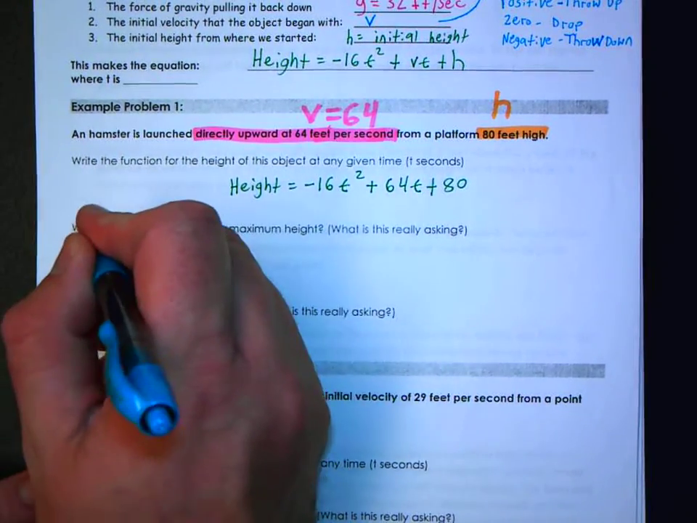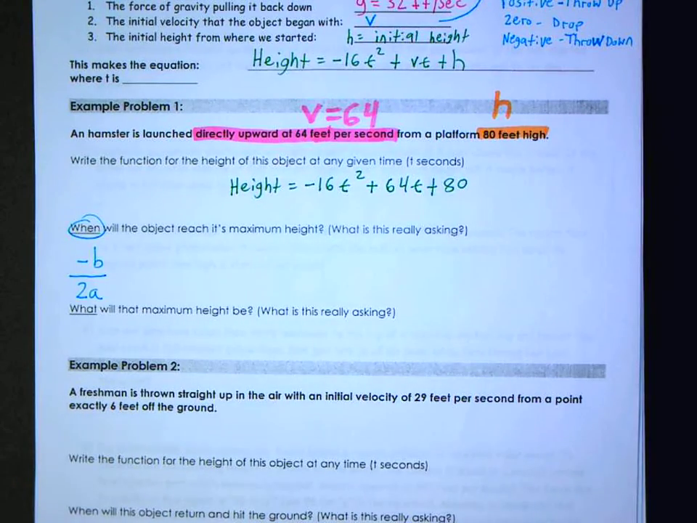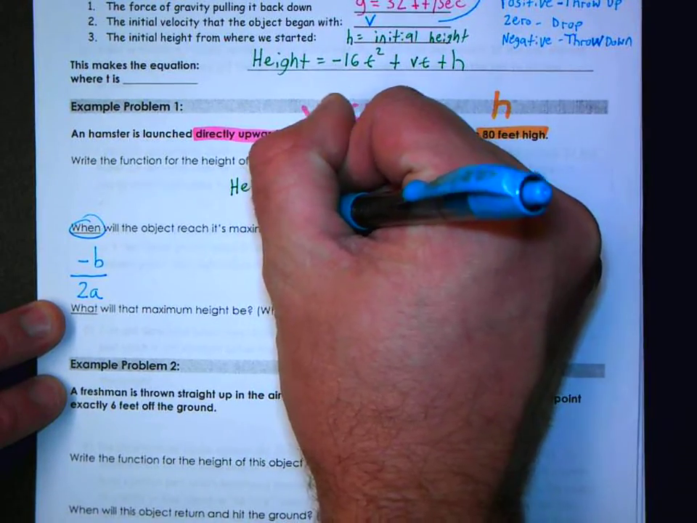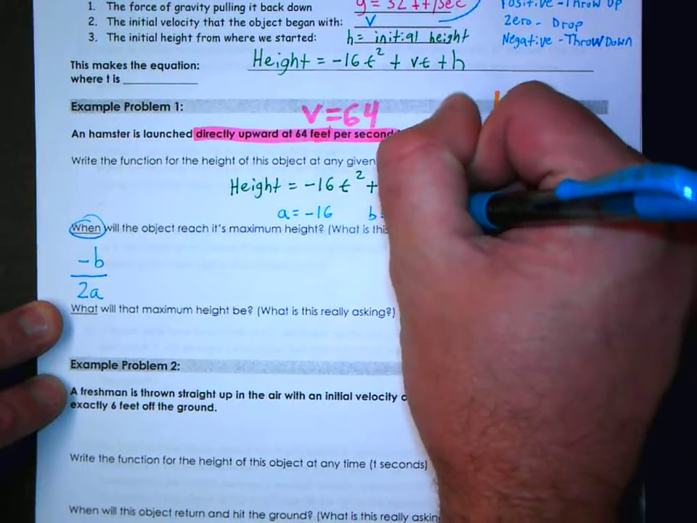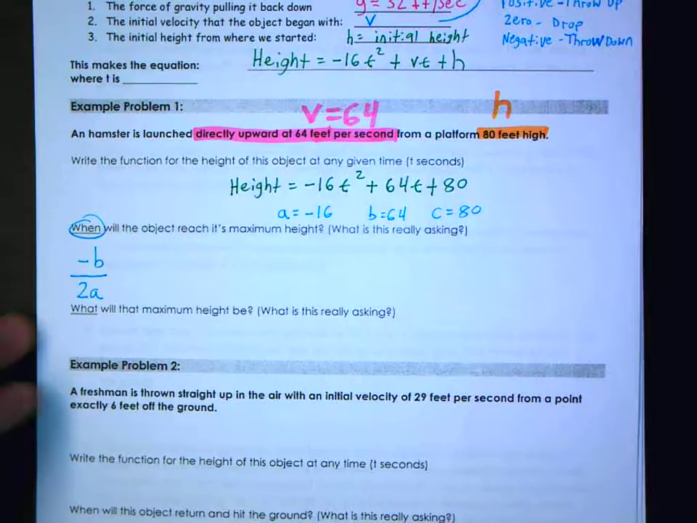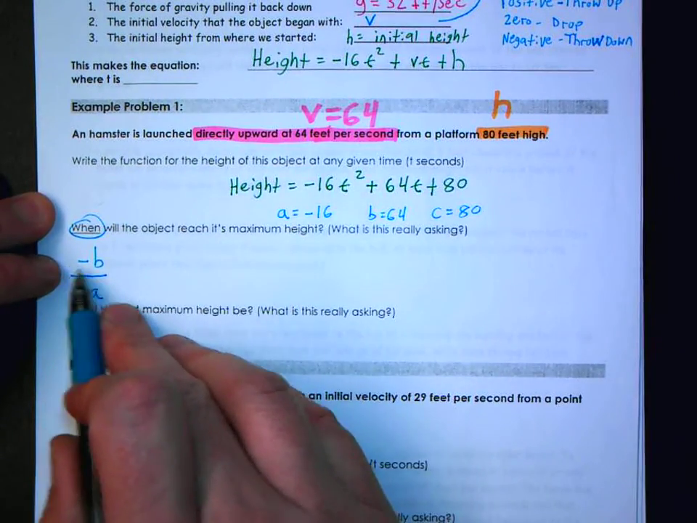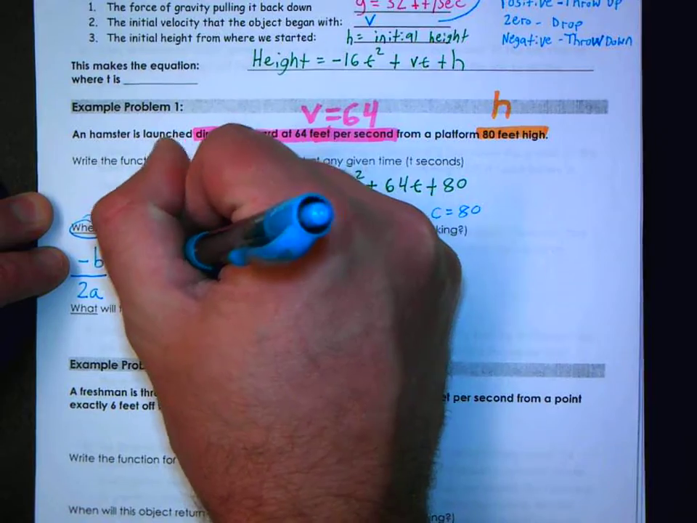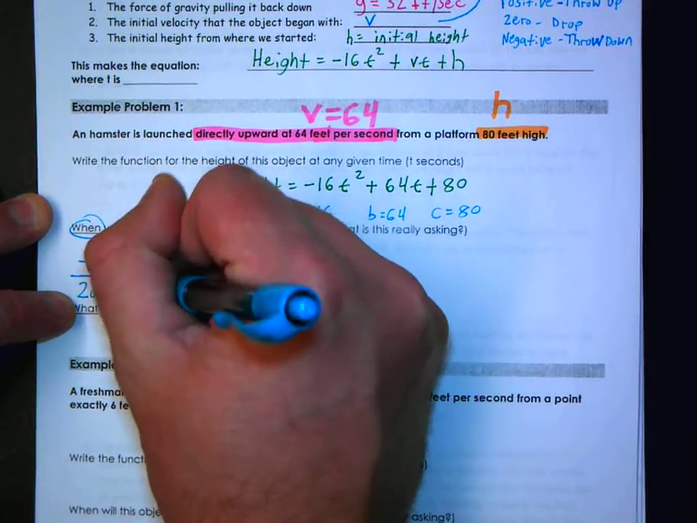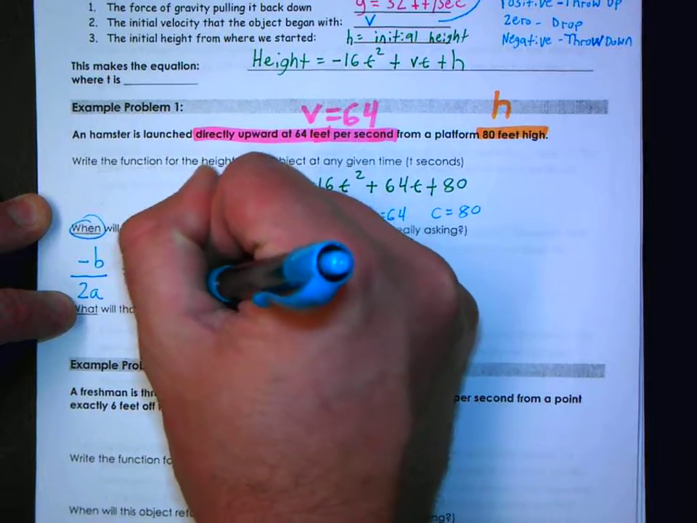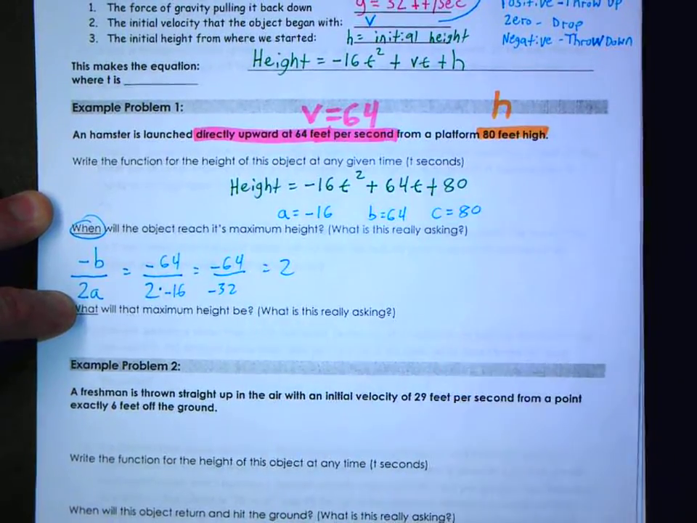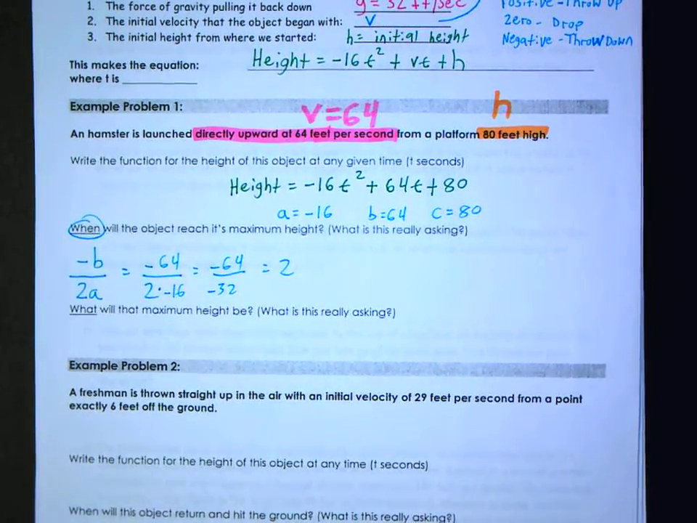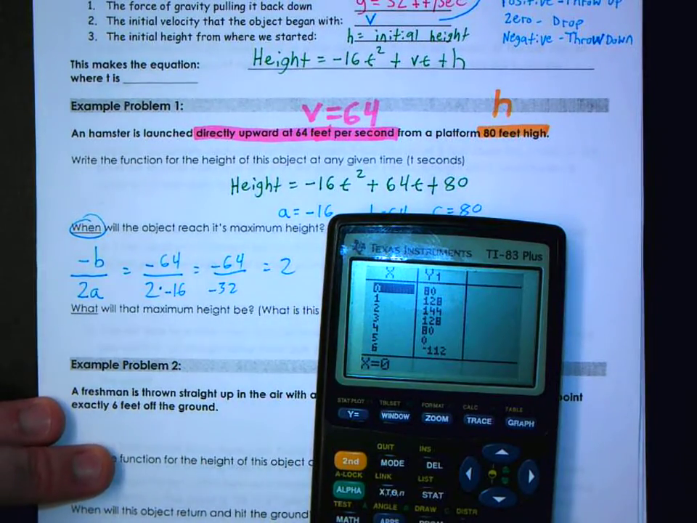And this will tell you the when, like how long, the time: negative b over 2a. Well, a is negative 16, b is 64, and c is 8. So if you plug in this formula, it'd be negative b, negative 64, divided by 2 times a, negative 16, which makes negative 64 over negative 32, which equals 2. And I told you that from the table, remember? After 2 seconds.